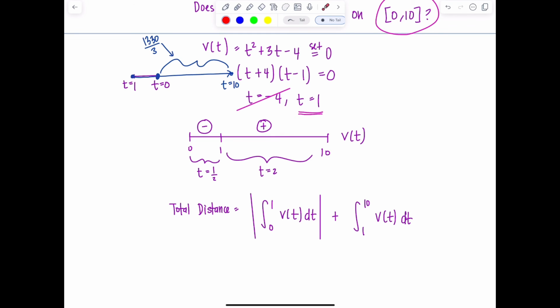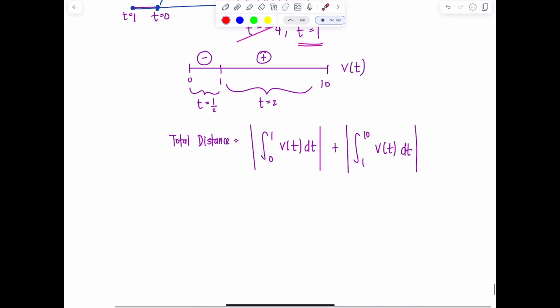I don't know how particular your teacher is, but you can skip this whole part and just break it up and put absolute values on everybody. This one doesn't need it, but it doesn't hurt if you put it, right? If it's already positive, nothing bad is going to happen. You just have to know to break up the integral everywhere v of t equals 0. And then you're fine. Then you don't have to check, was it positive, was it negative? This one's going to be redundant, but then you have less work to do.